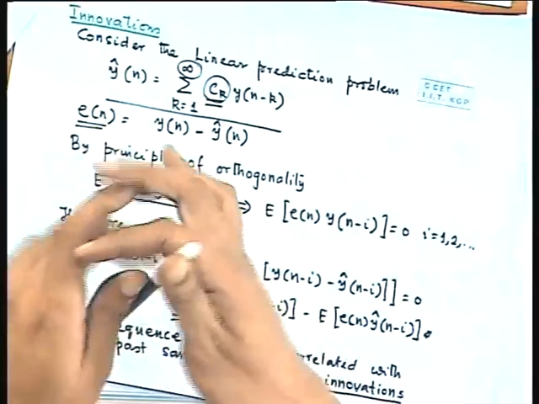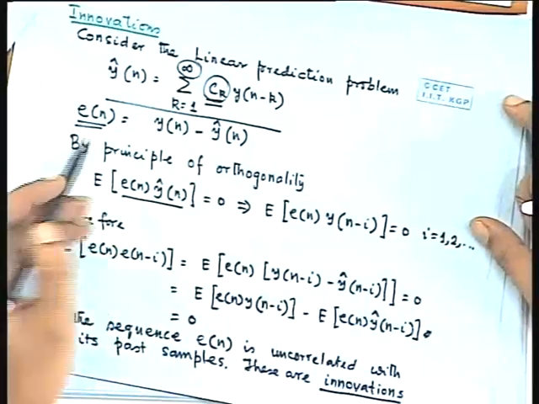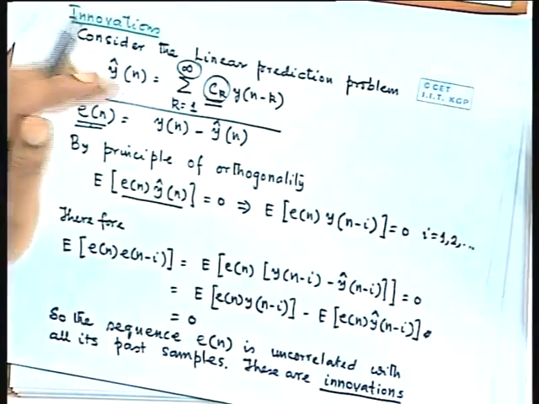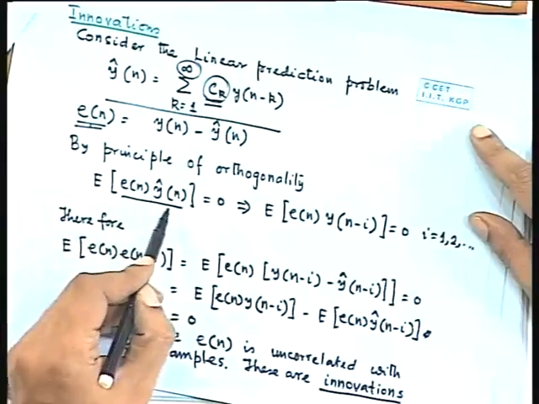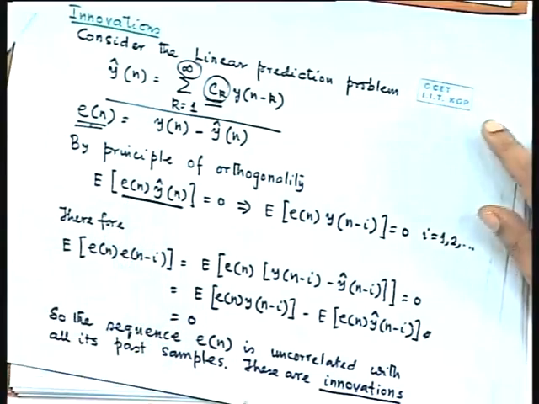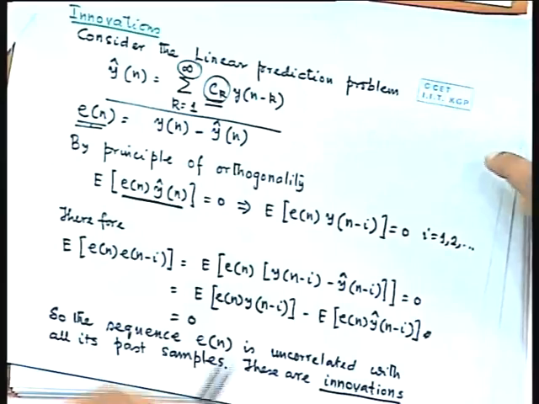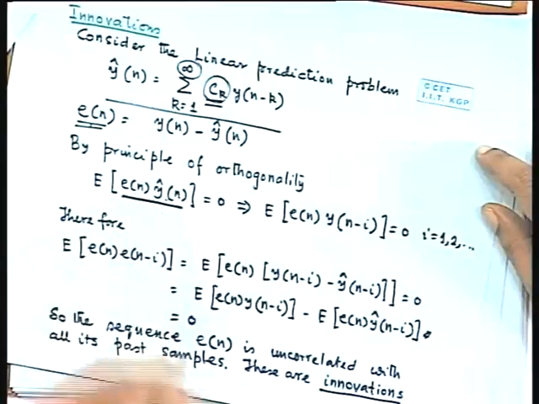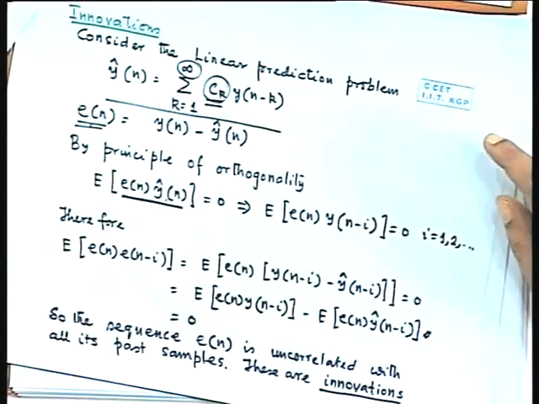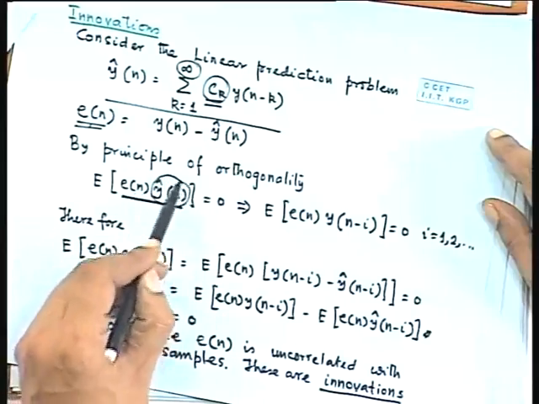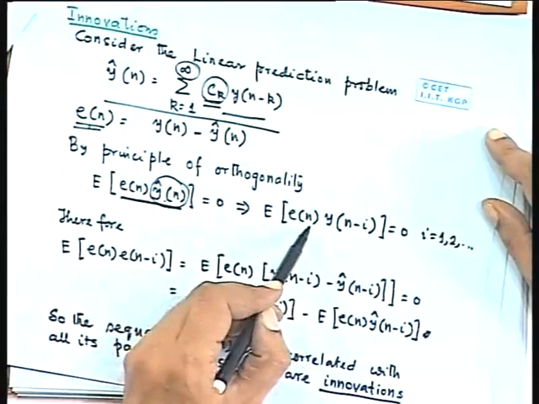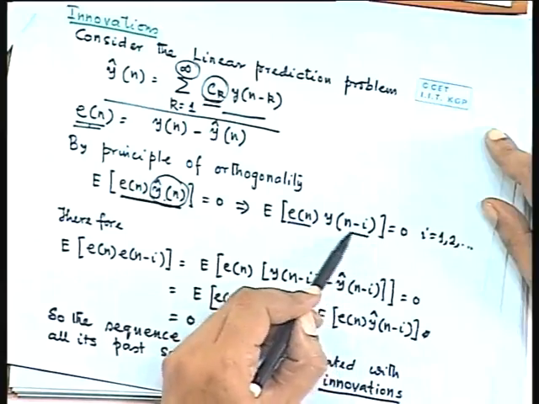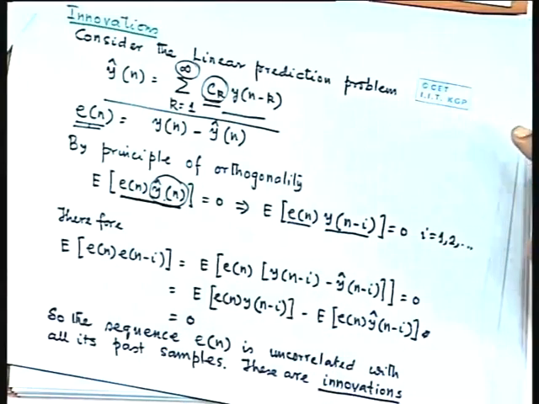Right? So obviously, since innovations are going to be uncorrelated, that's what I am going to prove. The principle of orthogonality says that this must be orthogonal to y hat n, and y hat n is nothing but a function of past samples of y. So en must be orthogonal to all the past samples of y, for all i.